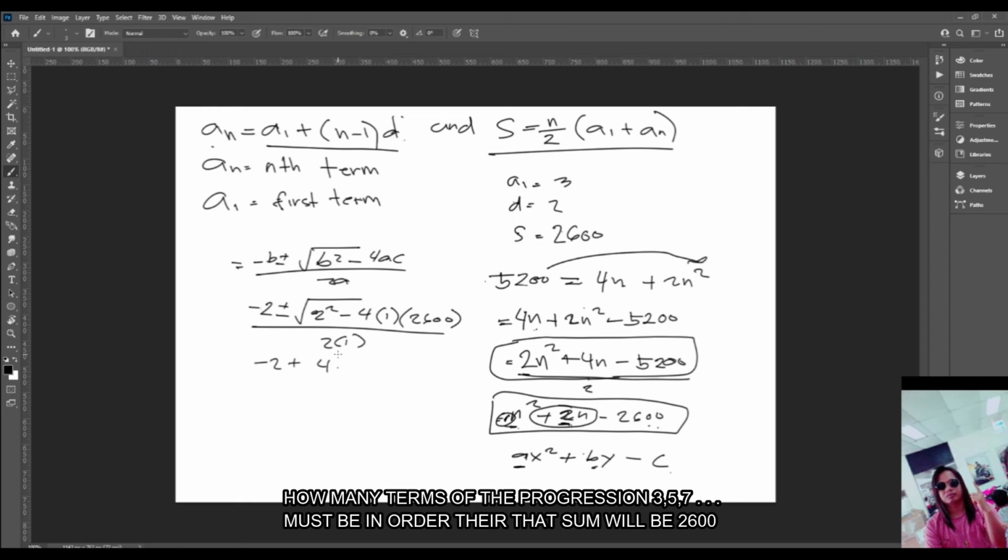I think I am wrong here, guys. Okay, 2600 times 4. Oh yeah, this is negative. Okay, the reason why I told earlier that I think I am wrong is because there's no such thing as a negative value when it comes to squaring, guys.